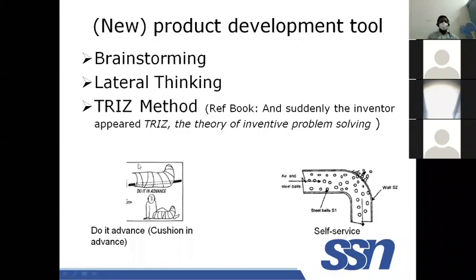For instance, here it's a broken leg. They have made a bandage. Before making it, they insert a hacksaw kind of thing inside, so that after 4 or 5 months, removal will be easy. So it comes under do it in advance, or cushion in advance, people used to say.